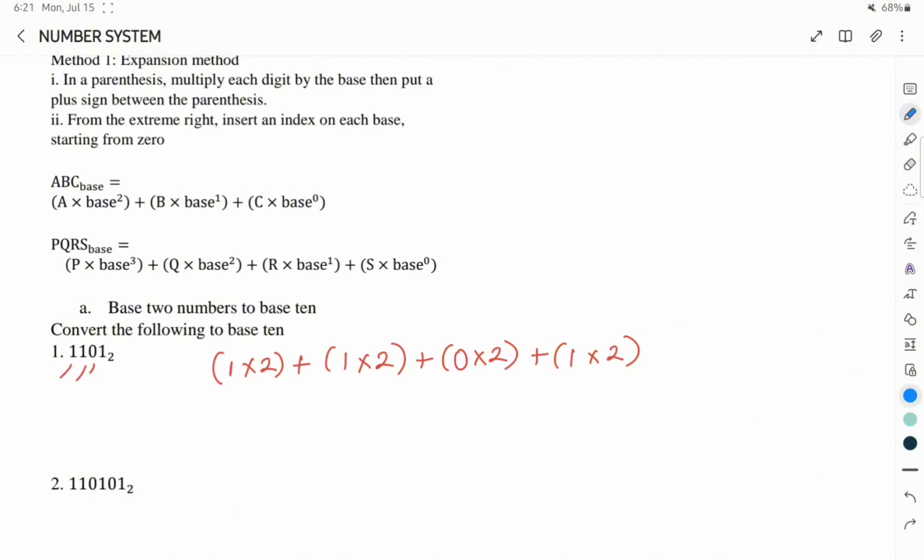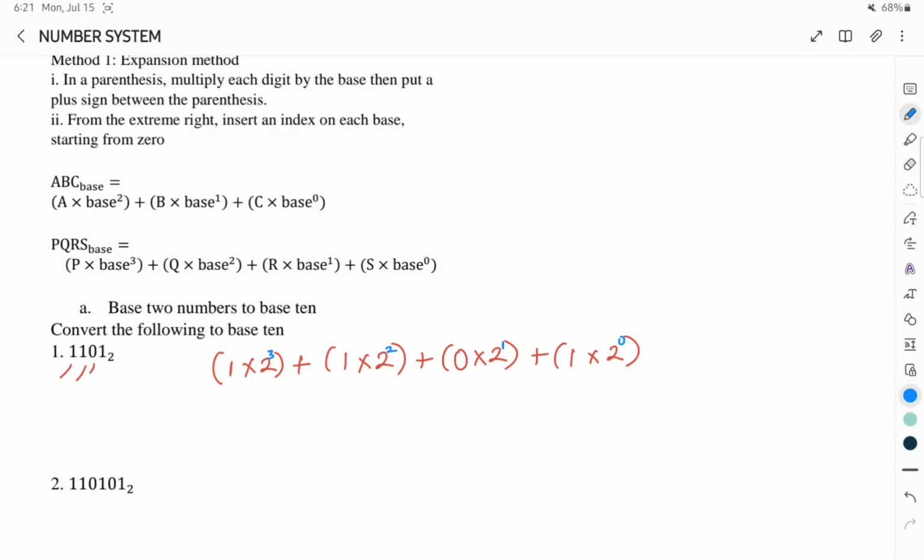The next thing to do is to insert the index. We start from our extreme right. Please remember that we are inserting the index on the base. So we start from 0, 1, 2, 3. If we have other brackets to the right, we'll continue with 4, 5, 6, and so on. Now we are going to solve.